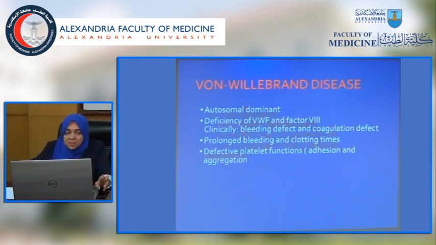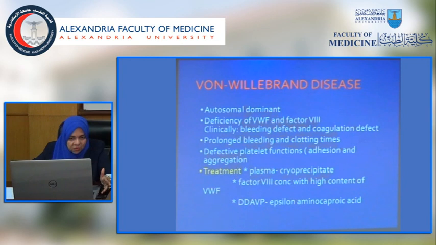So we have prolonged bleeding time mainly, and sometimes prolonged clotting times if factor VIII, the procoagulant part of factor VIII, is also decreased. Of course, there is defective platelet function, adhesion, and aggregation due to the defective von Willebrand factor. The treatment here is through plasma and cryoprecipitate factor VIII concentrate with high content of von Willebrand factor, and through providing desmopressin, which will help the release of von Willebrand factor from the endothelial cells, and also providing antifibrinolytic drug like alpha-aminocaproic acid.